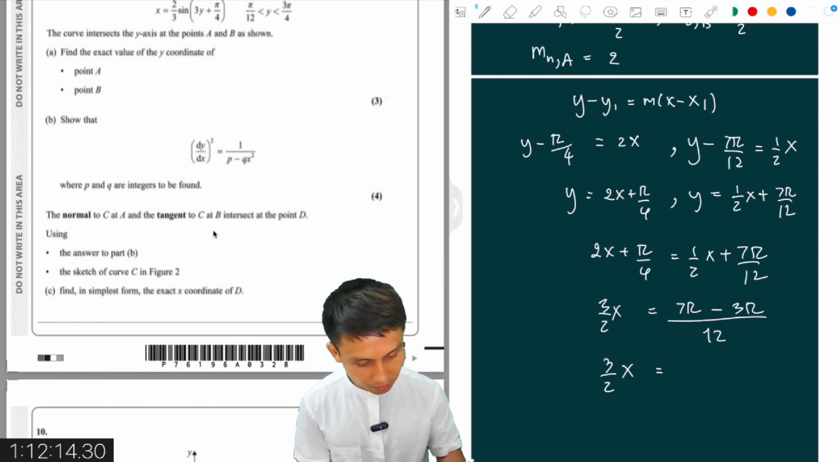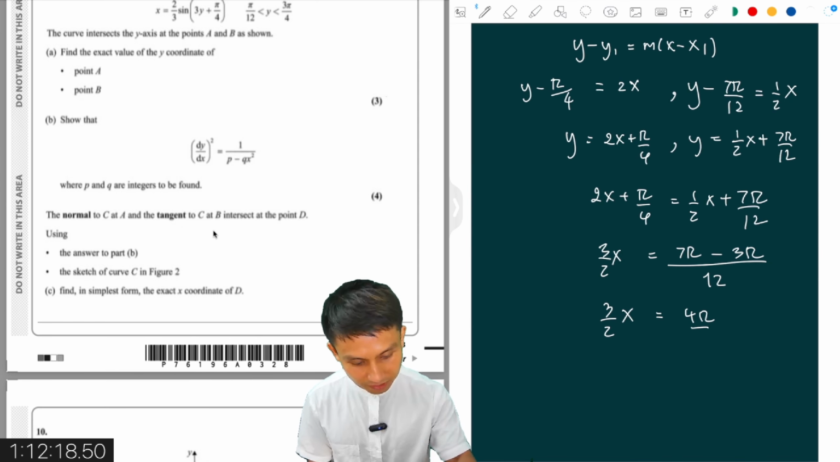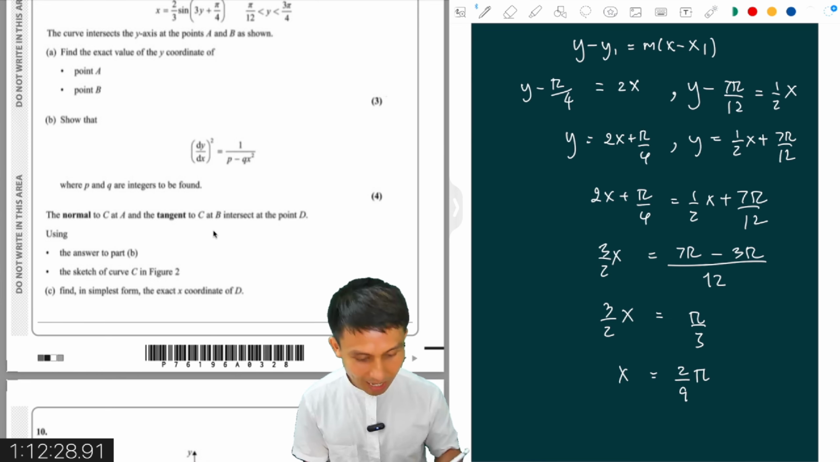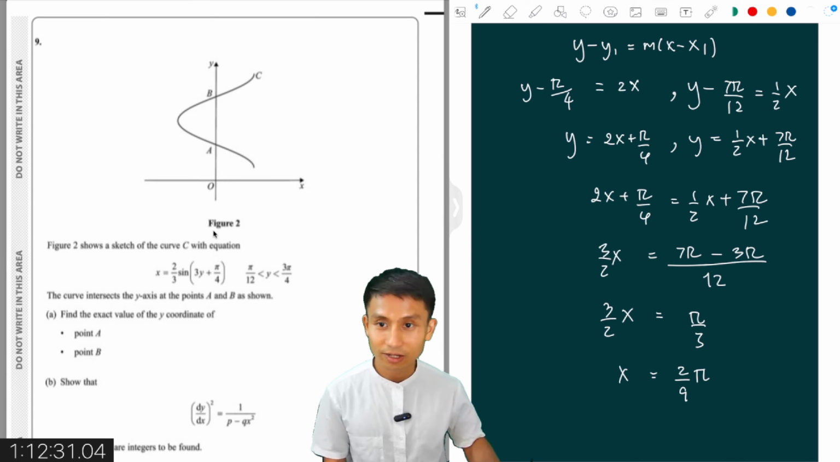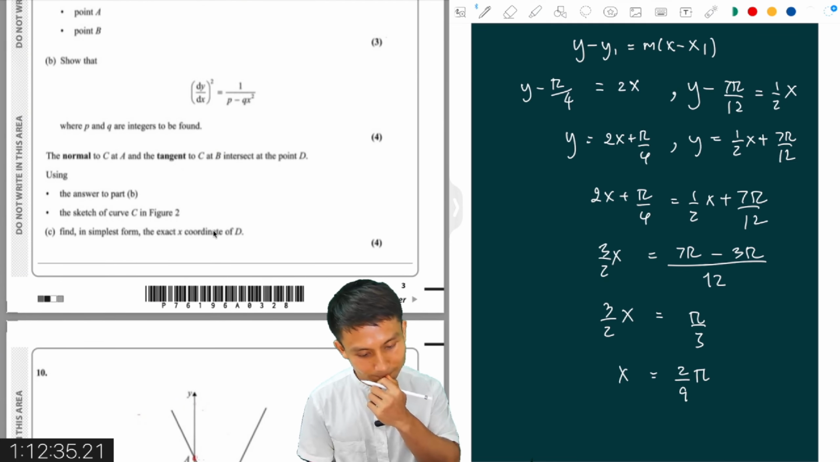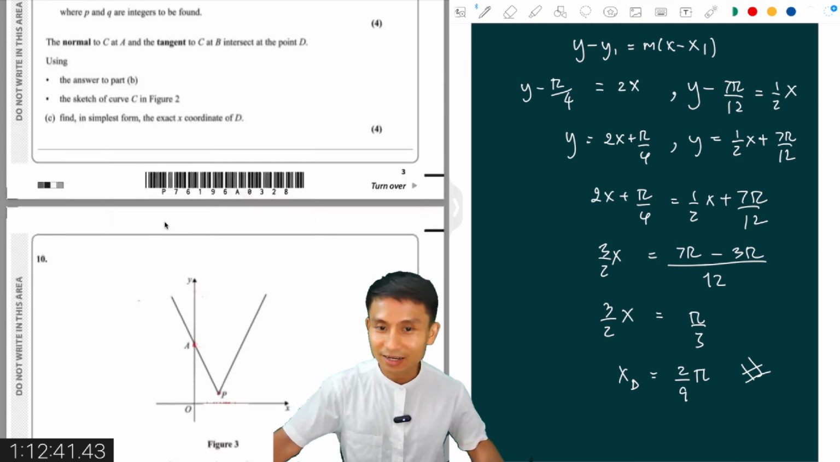3 over 2 x equals 4 pi over 12. And that is just basically 1 over 3 pi. So x equals 2 over 9 pi. Really? Interesting. Okay. I'm just going to keep that. I think I should be happy with that.